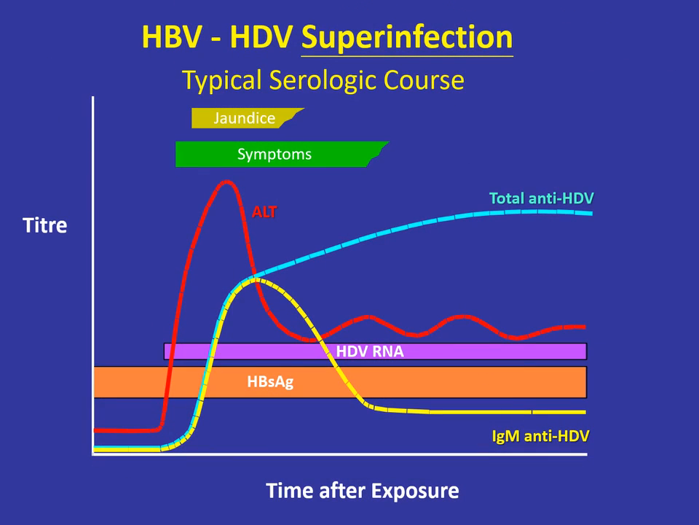Okay, what happens now with superinfection? As I've mentioned, hepatitis D superinfection happens if you already have a chronic exposure to hepatitis B.